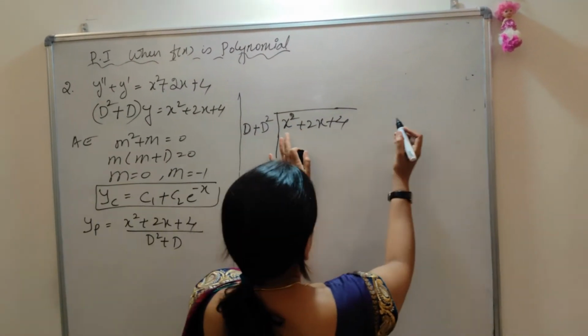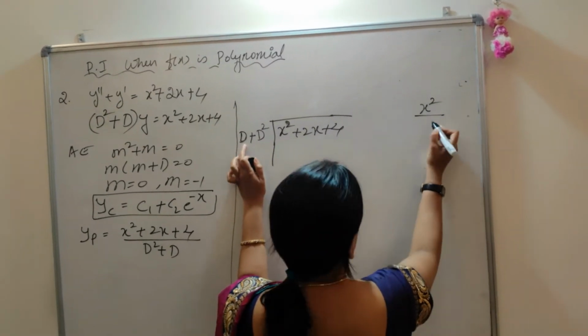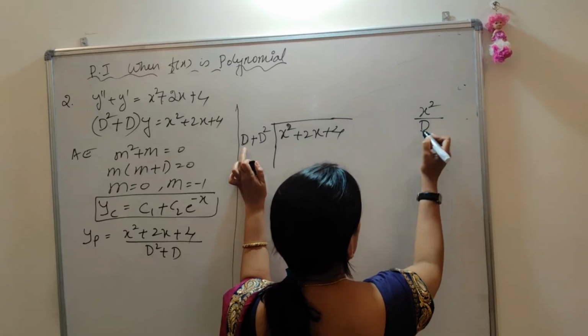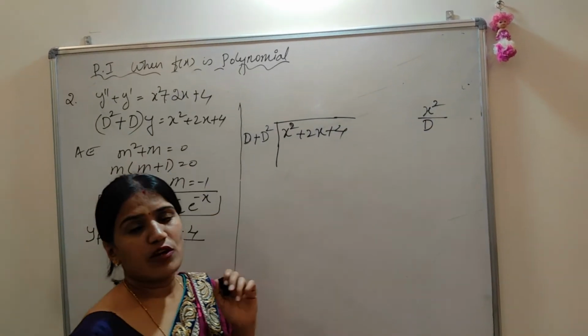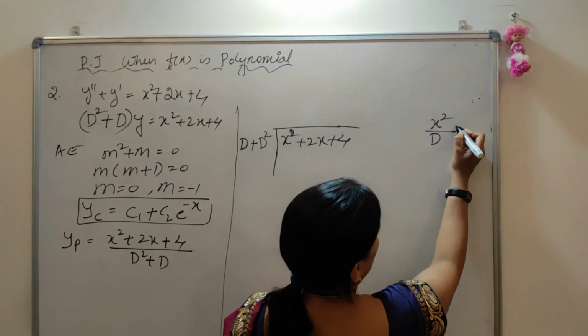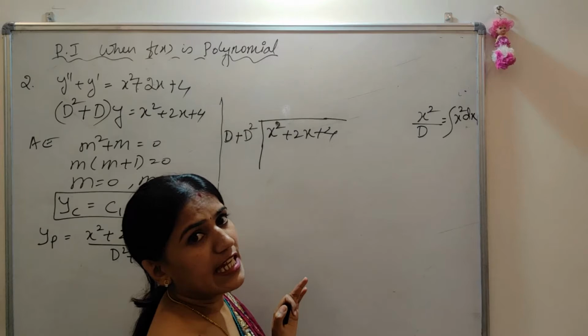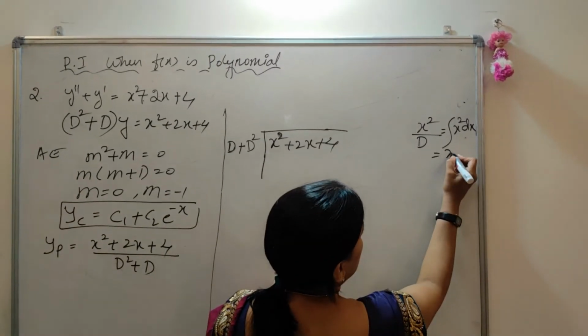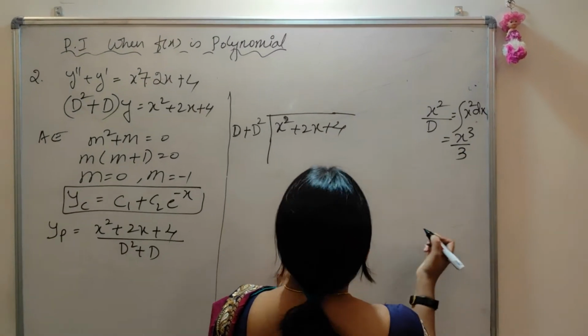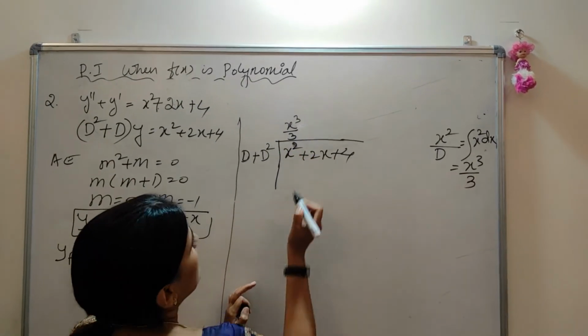See, as usual step. Okay, the first term is divided by the divisor's first term: x square by d. So we know that d is a differential operator, and 1 by d is the inverse differential operator. That's what x square by d means: integration of x square dx. Okay. So it is x cube by 3. So the quotient's first term is x cube by 3.